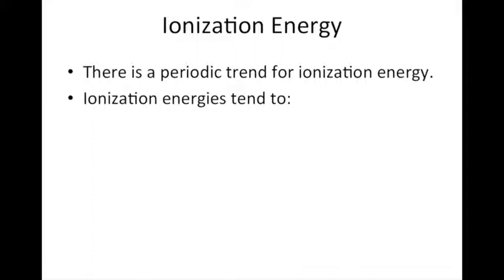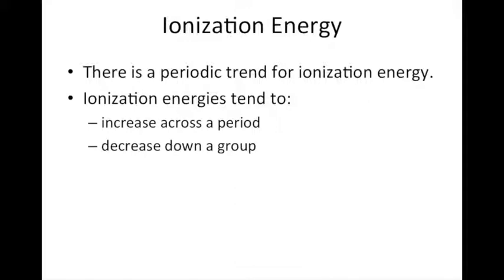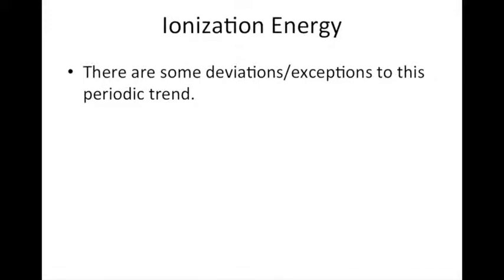For example, ionization energies tend to increase as we move from left to right across a period. They tend to decrease as we move down a group on the periodic table, and they tend to decrease when we start a new period on the periodic table. Now, there are some deviations and exceptions to these periodic trends, and that's what we want to discuss in this video lecture.